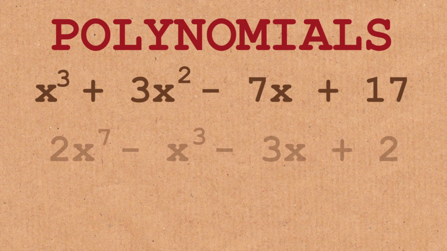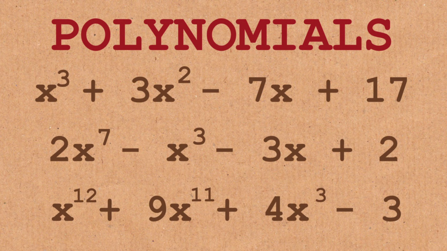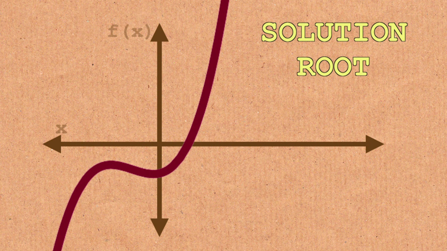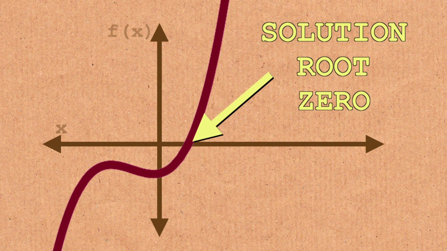In a recent video we discussed polynomial equations or functions. Basically anything that looks like this, x raised to a power. We explained if you graph these things, the solution or the root or the zero to that polynomial can be easily seen as the point or points where the plot crosses the x-axis.